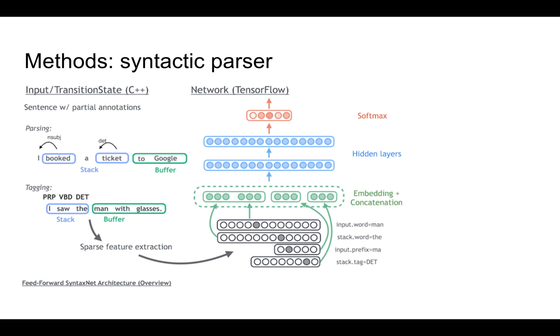Here's a more precise overview of the network architecture. We have a set of features based on the current situation and the words that we are considering, and the feed-forward neural network determines which probabilities are assigned to which actions and consequently to which parse structures.